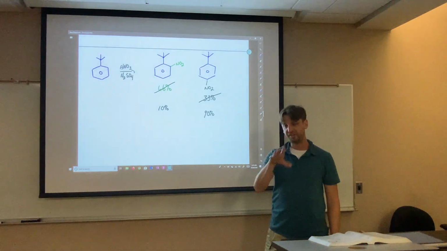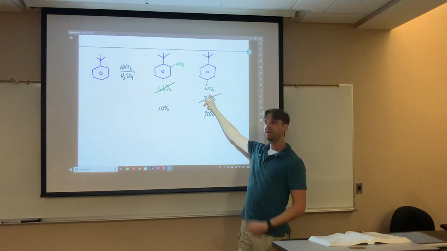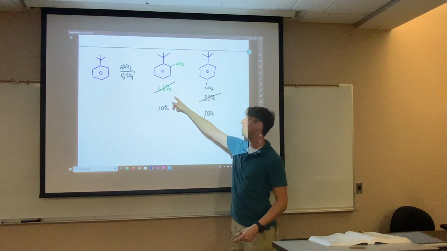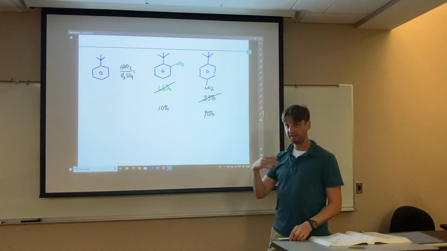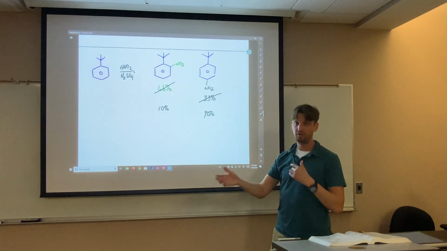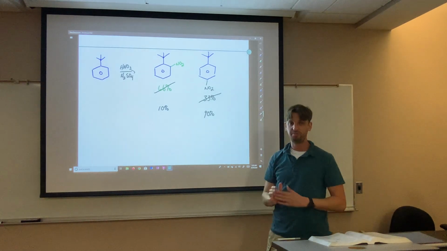But because of sterics, we prefer the para position. Because of electronics, we prefer both the ortho or the para. Got it? You guys with me on that one? So electronics tells us about where it's going to add, either ortho or para, and looking at the sterics of what's on the ring is going to say that usually para is preferred.